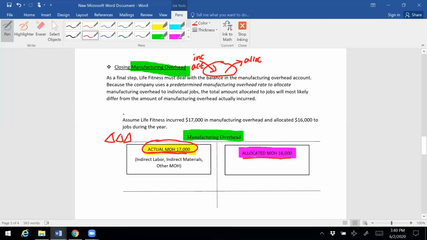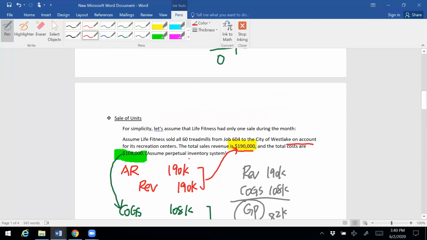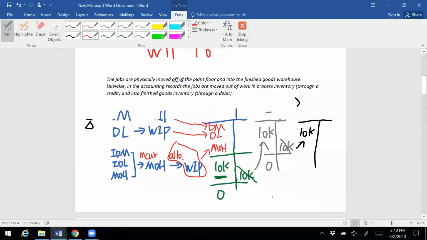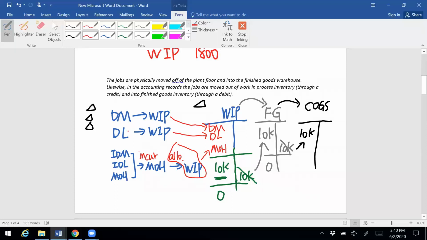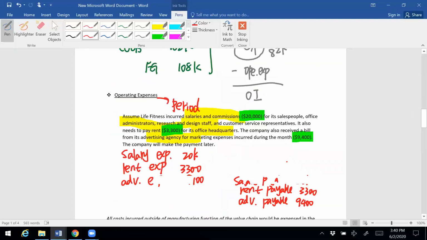So first we will go back to this one more time, but you know it's under allocation because your actual is more than your allocated. It should be 17,000, but we only allocated 16,000. Remember, how do we get our cost of goods sold? Cost of goods sold we said is from finished goods. How do we get finished goods? It's your direct material, direct labor, and allocated manufacturing overhead. So it's very clear we under allocated.